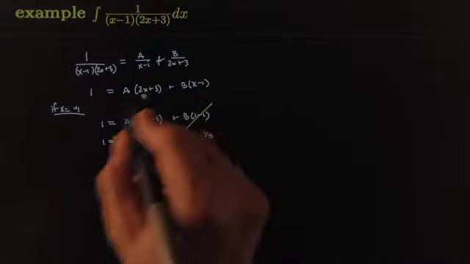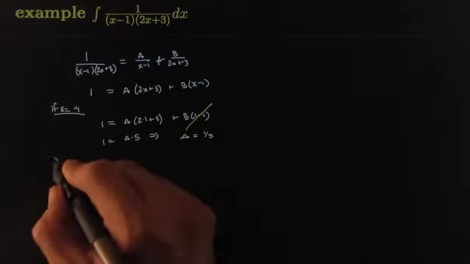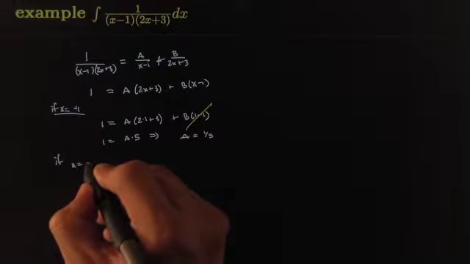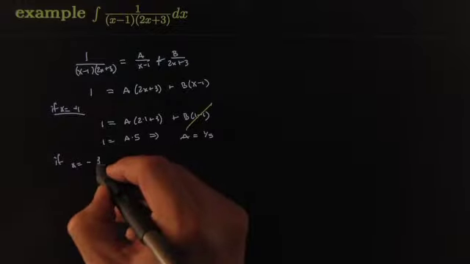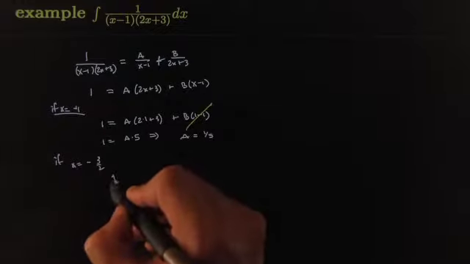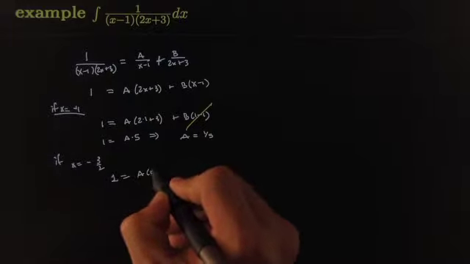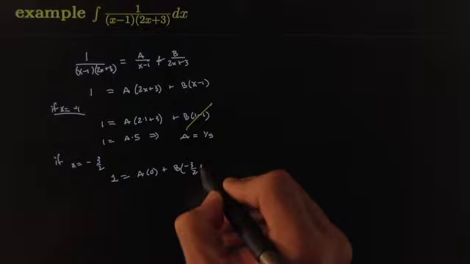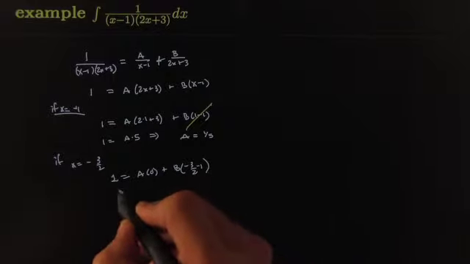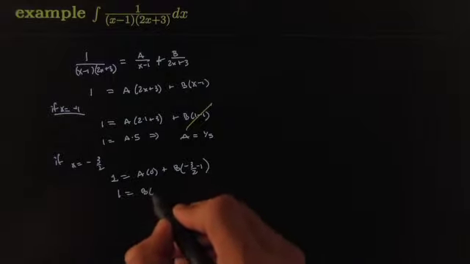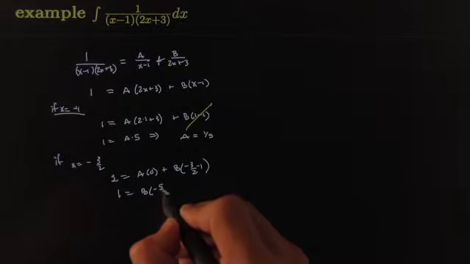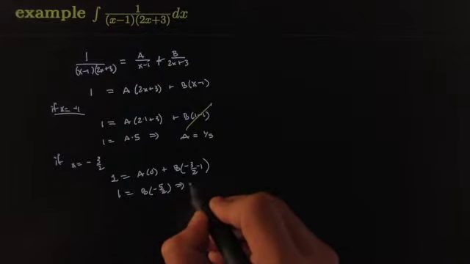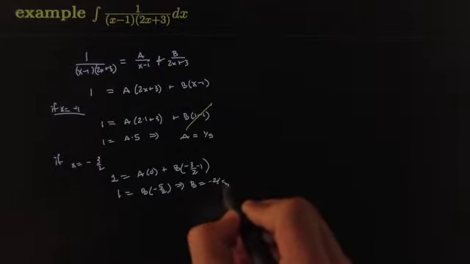Now that was so fun. Let's try it again. What if x was equal to negative 3/2? This should still be true, so I have that 1 is equal to a times 0 plus b times (negative 3/2 minus 1). So 1 is equal to b times negative 5/2, or said differently, b is equal to negative 2 over 5.